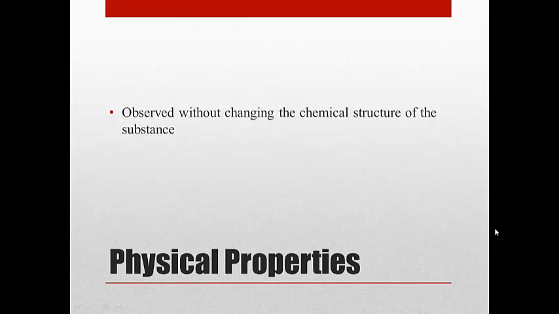We are going to be looking at properties that are used to identify matter. Matter is anything that takes up space and has mass, and a property is a characteristic of a substance. Matter can be classified based on its physical properties. Physical properties are any property that can be observed without changing the chemical structure of the substance. Examples of physical properties are things like color, density, and conductivity.